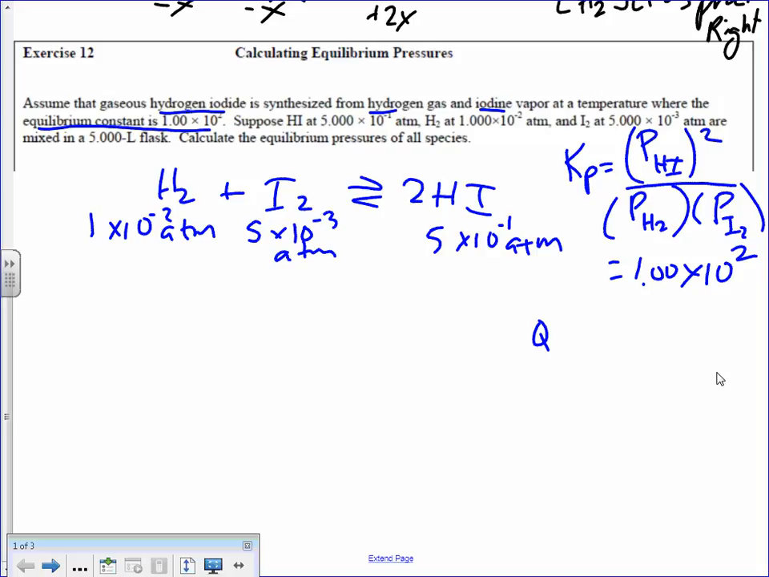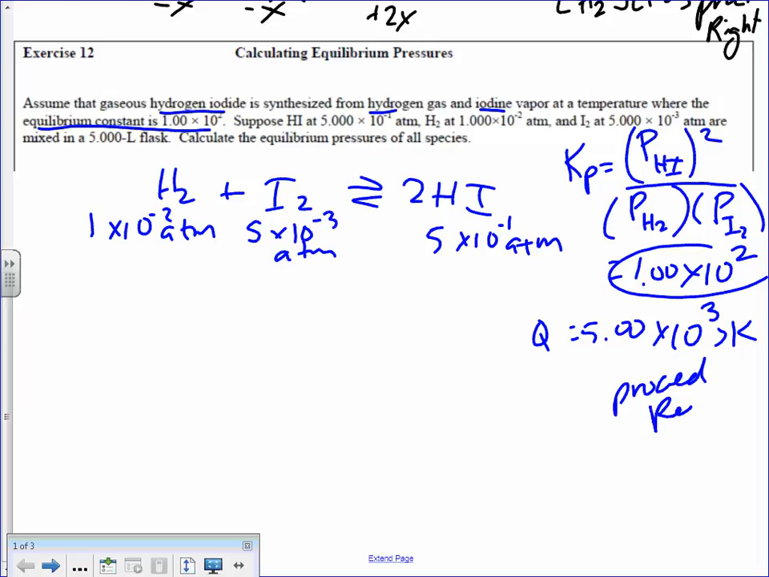I would just assume that you guys can plug those values in. Q is 5.00 times 10 to the third. So that's greater than our K, because K is just this little guy here. So if this is greater than K, you must proceed left, towards the reactants.